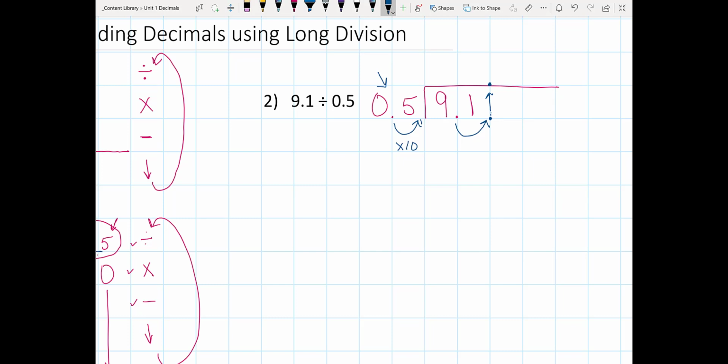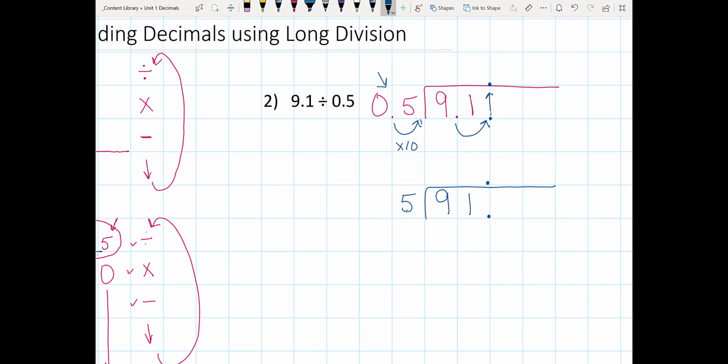To make it look cleaner, once again, I'm going to rewrite my problem below. Notice I've already brought up the decimal. That's super, super important not to forget. And now what it looks like I have is 5 divided into 91. So 91 divided by 5, which is a much easier looking problem than 0.5 and dividing it into 9.1.